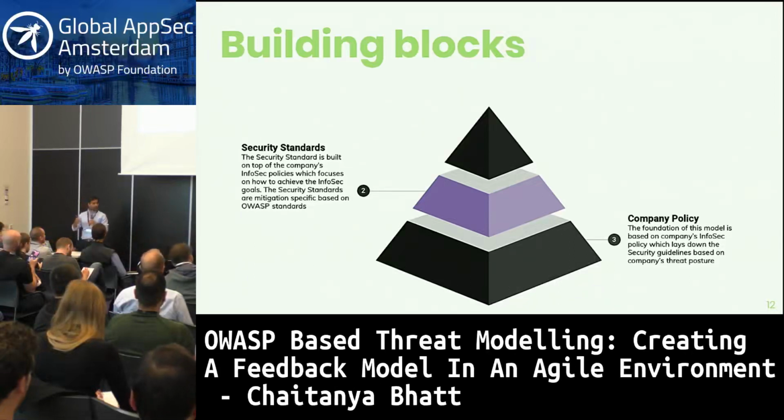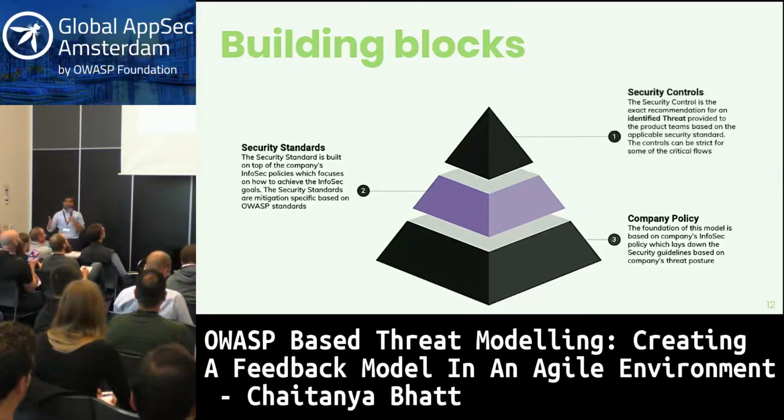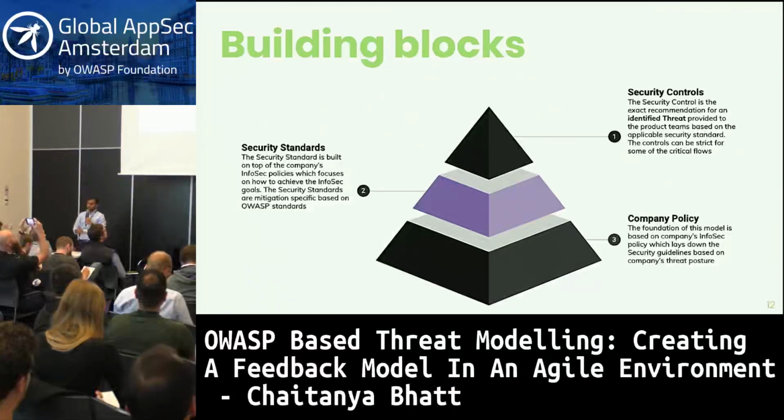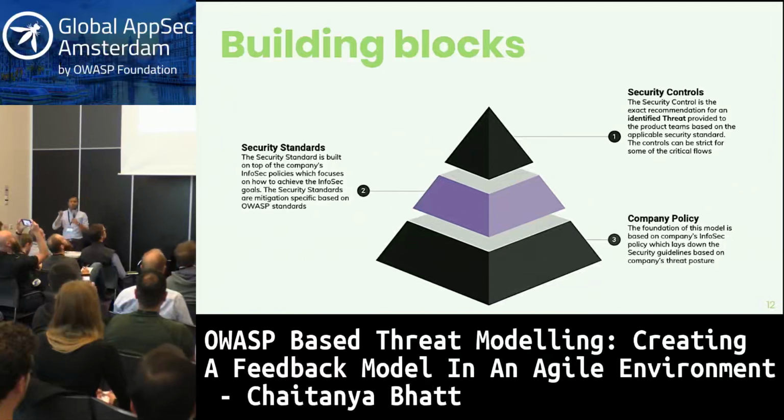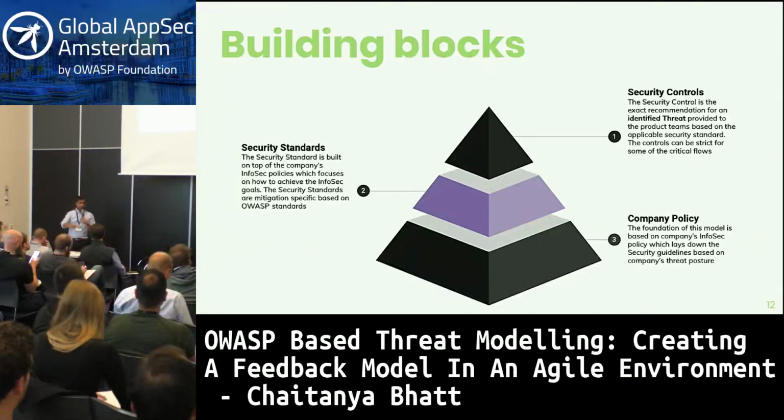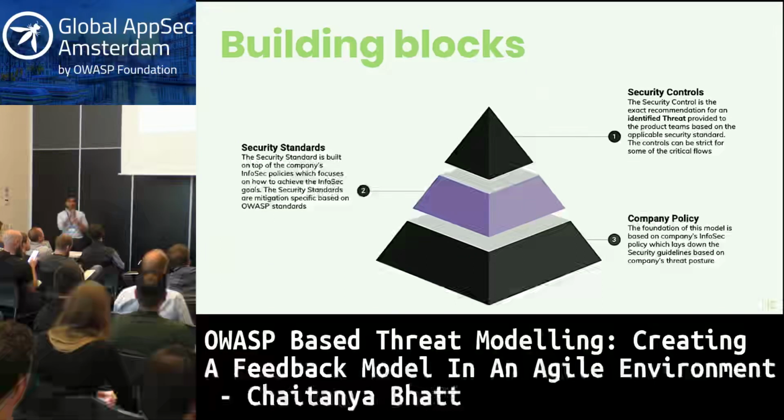So once you have your policy, you create your standards. What's the last step? Your controls. Your controls are nothing but the recommendations. These recommendations will help you achieve those standards. And these controls can be strict, can be lenient, based on how critical the flow is. So we are not pushing you into a box of a list of controls that this is what you have to do. No. This is your security mindset that lets you take a decision on what kind of security controls you're going to take.